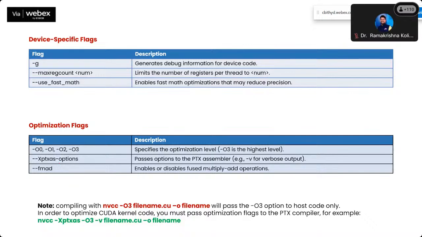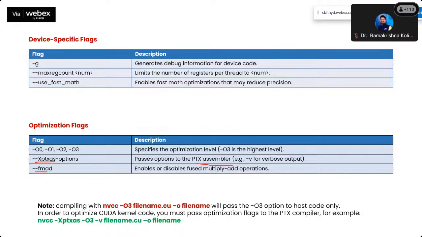The next flag is -Xptxas, followed by the option. If you are working on a CPU, then the optimization flag will work directly. But when we want to optimize our code on the underlying NVIDIA GPU, we have to use this flag, because NVIDIA uses the PTX assembler. The options are nothing but O0, O1, O2 and O3, which you have to pass here.